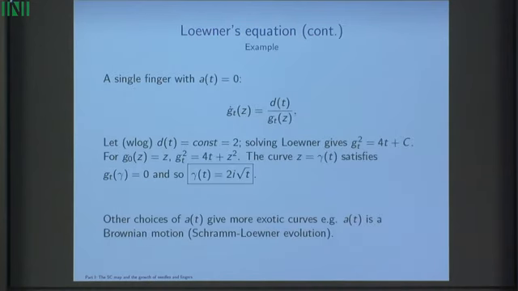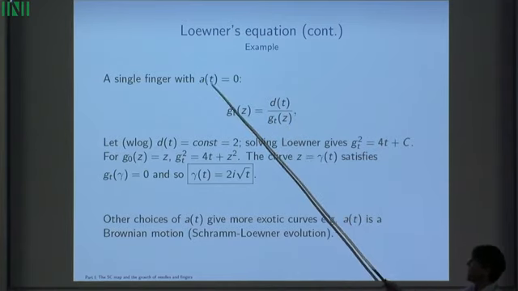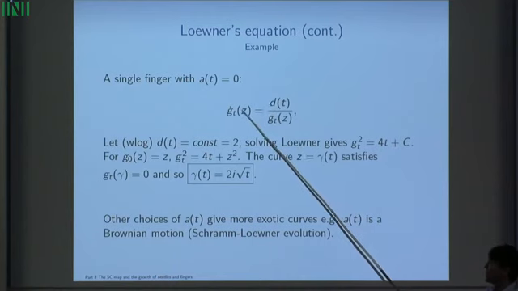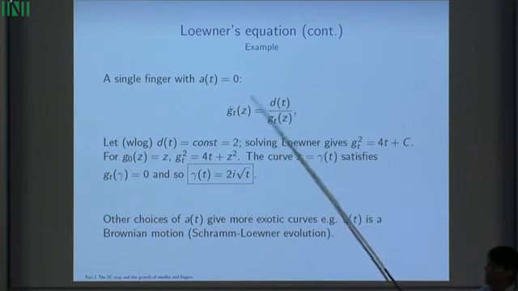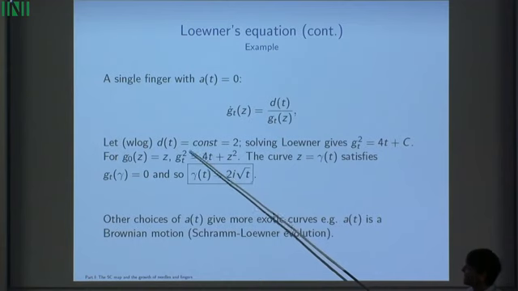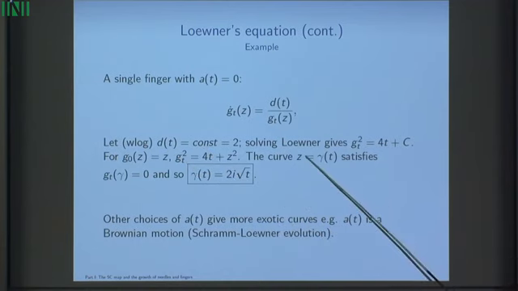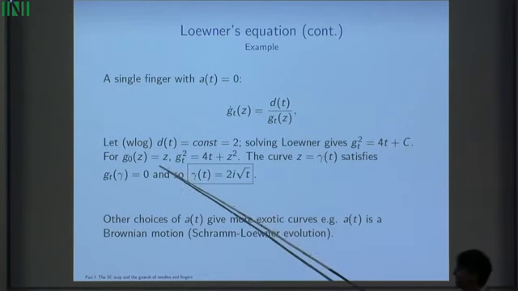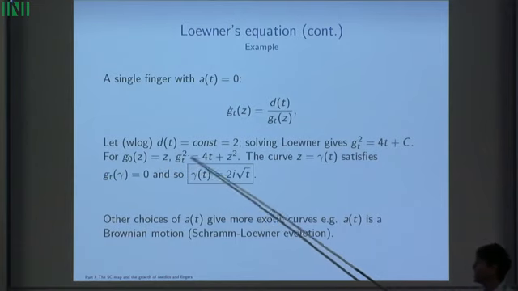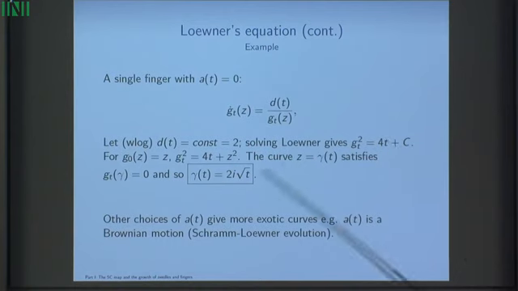So a very simple example. Let's take a single finger. A of t is equal to 0. And so Loewner's equation becomes this. As I mentioned before, the dot is a time derivative, so I can make this a constant just by rescaling time. And so without loss of generality, take d to be 2. And solving Loewner's equation gives us this, of course. Applying the initial condition, which recall is the identity map at t equals 0, we can find out what c is. It's just that.